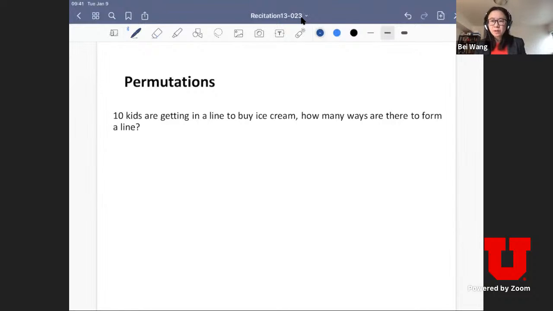Okay, so you said 2 students have posted the answer. What is the answer? 10 factorial. Exactly. So this should not be a hard question.